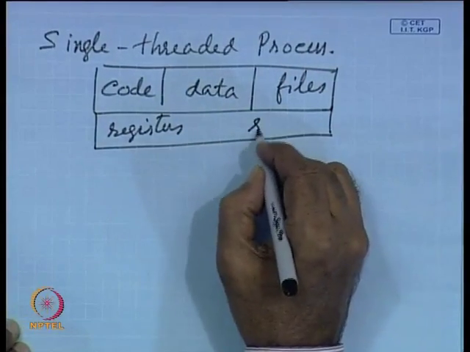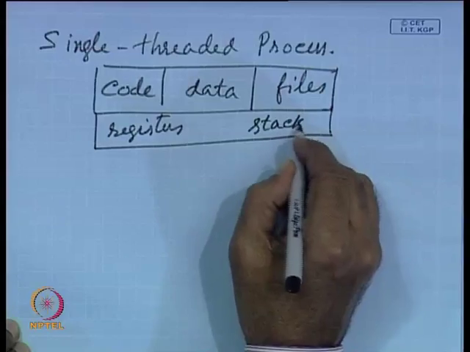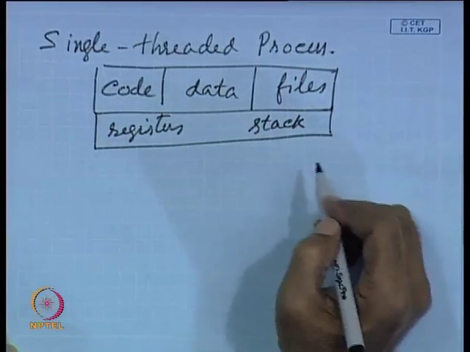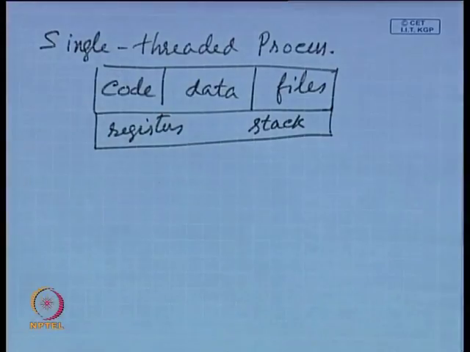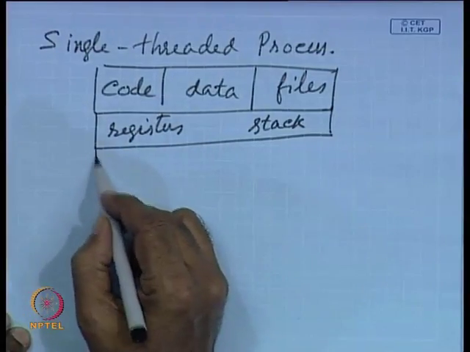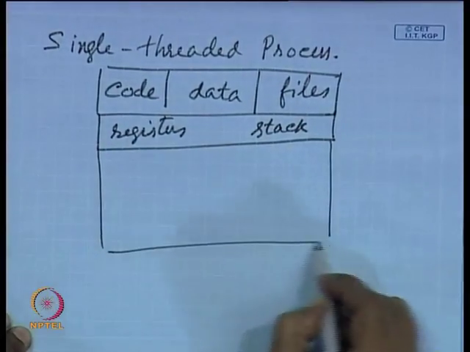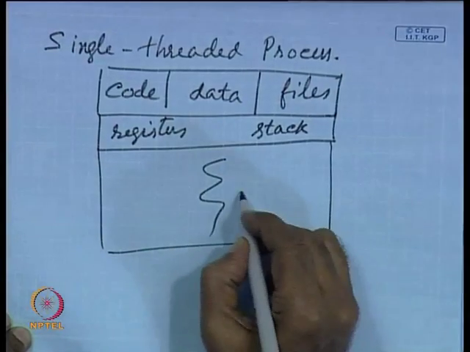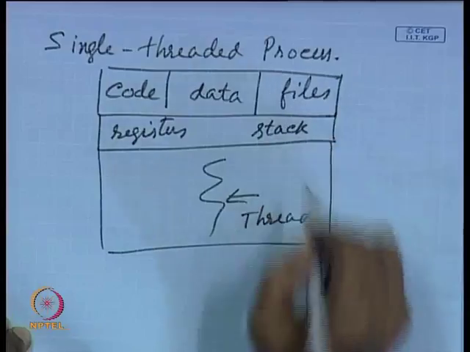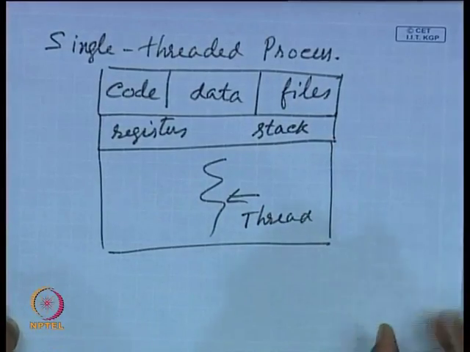You will require a stack whenever you do a subroutine call, you have to store the various parameters on the stack, and also when you do context switching, you will require a stack. So, you will require registers and stack, and then you will be running a single thread like this. This is a single thread for a single process running. So, this is a single threaded process.